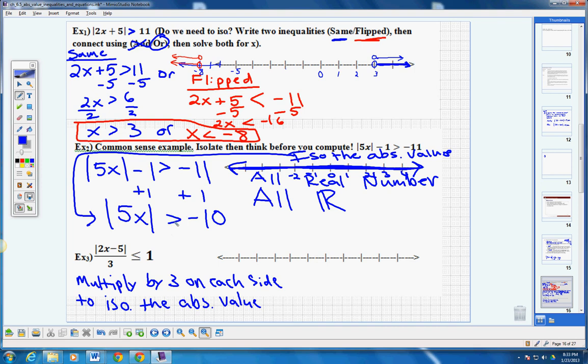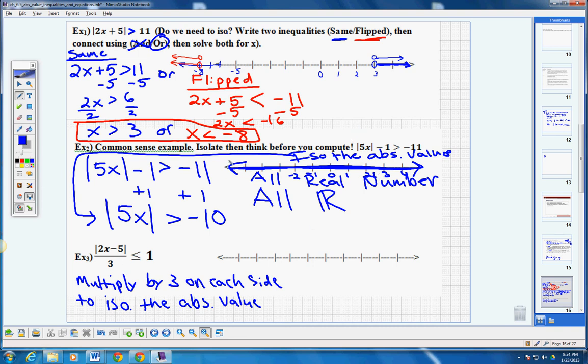And if you look at that, anytime you see an absolute value compared to a negative, you should know something is obvious here, right? Because an absolute value is always going to be greater than a negative. Absolute value is always going to be positive. Logically, because a positive is always going to be greater than a negative, you can write all real numbers. All real numbers would be a solution. I can plug in any number I want to here, and I am going to get a true statement. That's what that means. So all real numbers are solutions. I showed that by coloring in the entire number line.